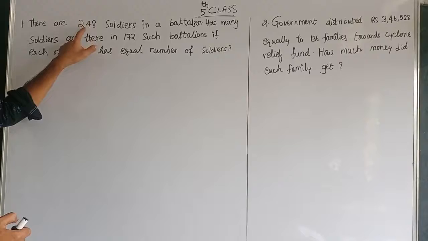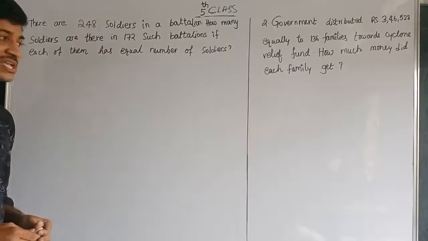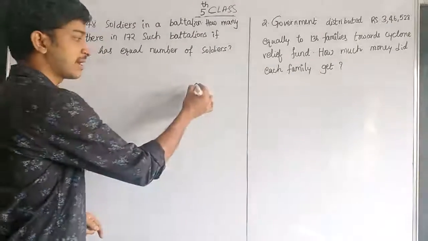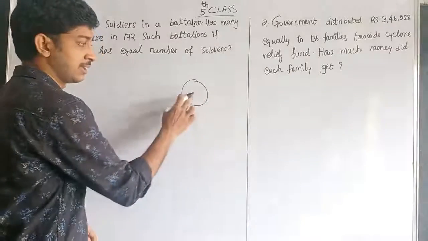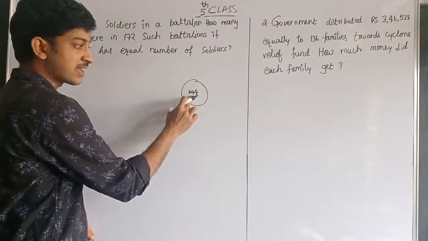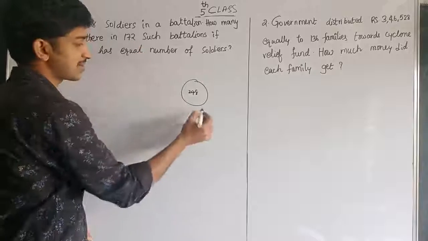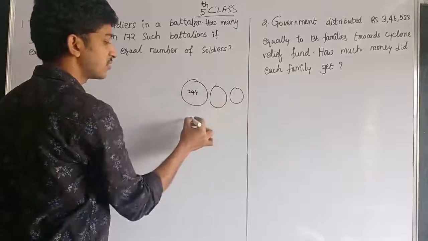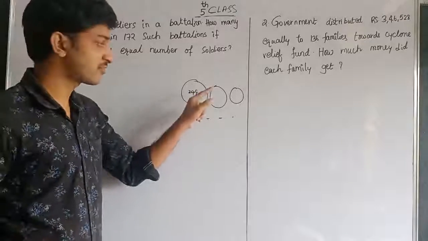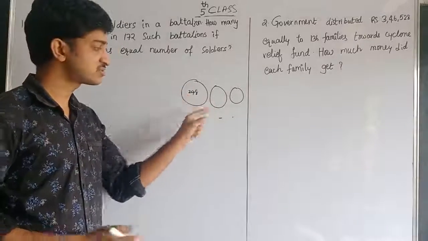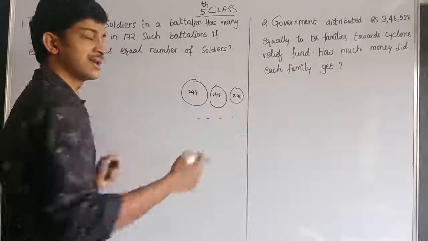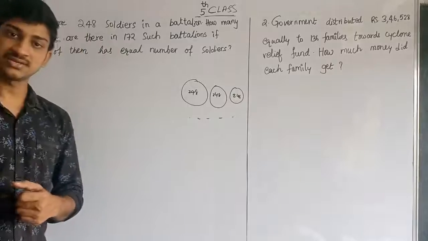See here, there are 248 soldiers in a battalion. Battalion means a group of soldiers. So in this battalion, 248 soldiers. We have 172 battalions of this type, and in each battalion we have an equal number of soldiers. Like this 248 soldiers, 248 soldiers, 248. Like this we have 172 such battalions.